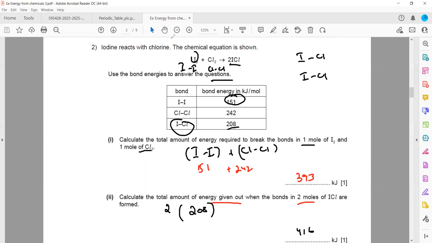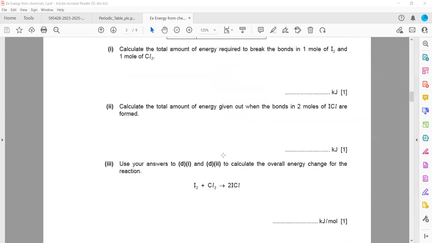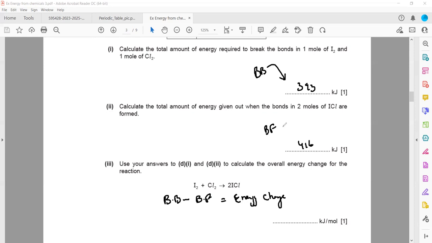The next part, we have to calculate the energy change. Use your answer to D1, calculate the overall energy change. So what is the formula for energy change? This was 393 and this one is 416. So the formula for calculating the energy change is bond breaking minus bond forming, that is equal to the energy change during a chemical reaction. So the reactant side is bond breaking and the product side is bond forming.